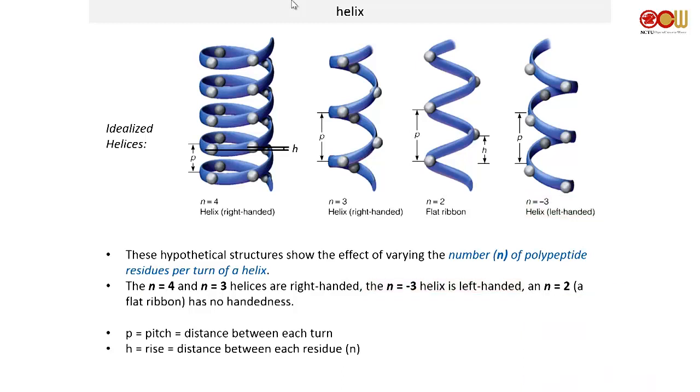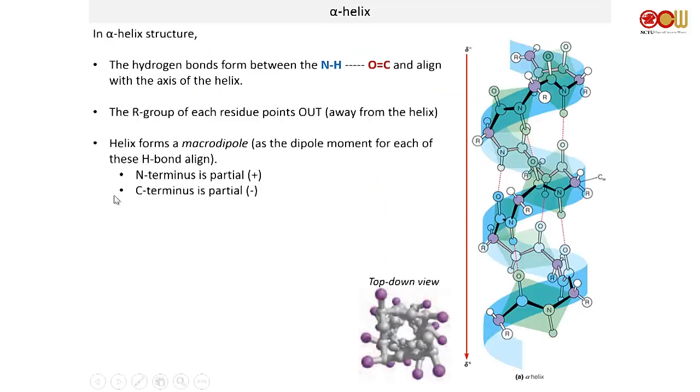Now, n here, all the little n here, they represent the number of polypeptide residues per turn of a helix. And what turn means is when you start from this amino acid residue, the next time you get to the same position here, that's essentially one turn. So n equals 4 means you have 4 amino acid residues to reach the same location from the initial amino acid residue.